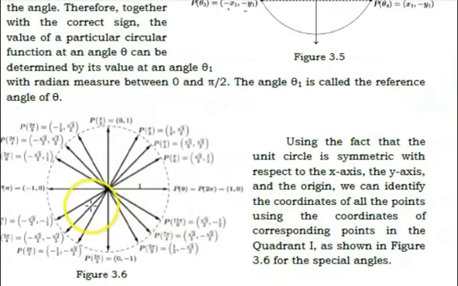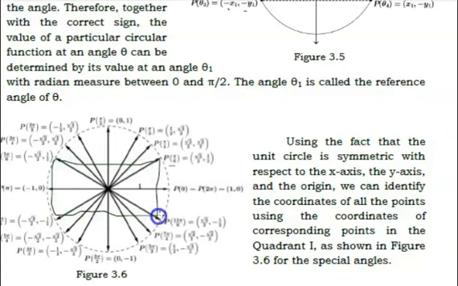So using the fact that the unit circle is symmetric with respect to the x and y axes and the origin, we can identify all the points using the coordinates of corresponding points in quadrant 1. So let's have here pi over 6. Its mirror is 5 pi over 6. The mirror of 5 pi over 6 is 7 pi over 6, and then 11 pi over 6. So if we draw it as a rectangle, they are just connected, and look at the values.